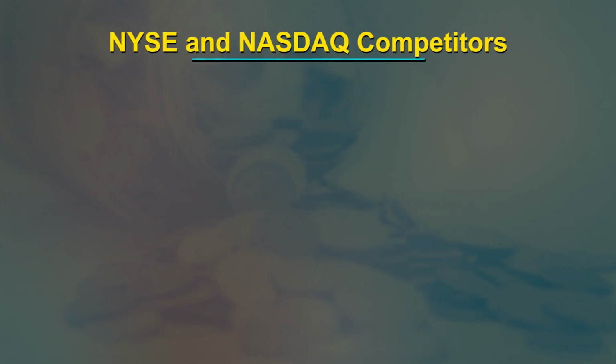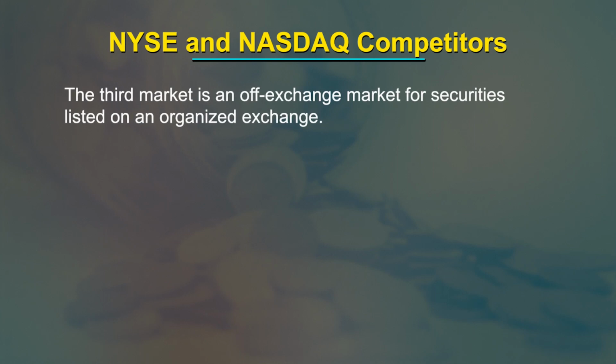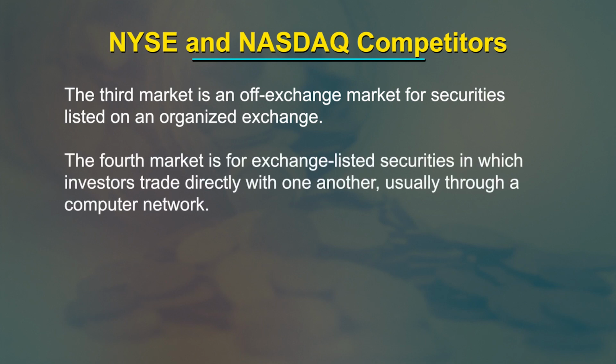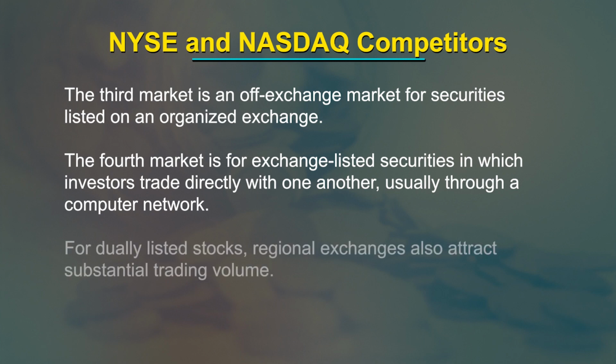Now, who are the competitors of the NYSE and NASDAQ? The third market is an off-exchange market for securities which are listed on an organized exchange. The fourth market is for exchange-listed securities in which the investors trade directly with one another, usually through a computer network. While for dually listed stocks, regional exchanges also attract substantial trading volume.